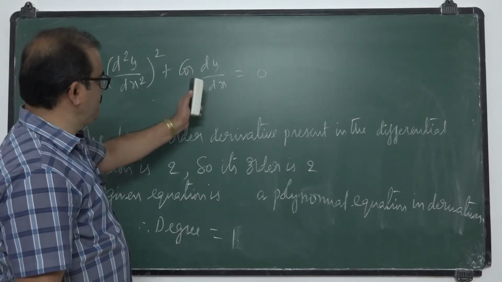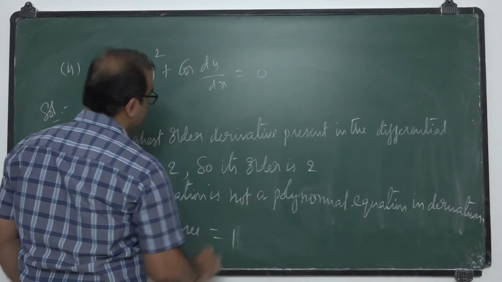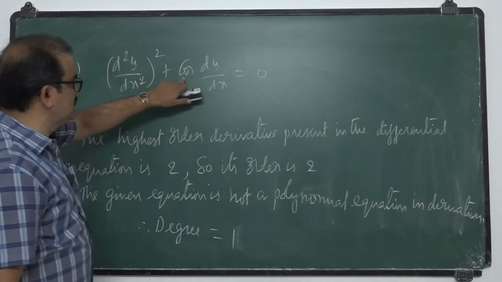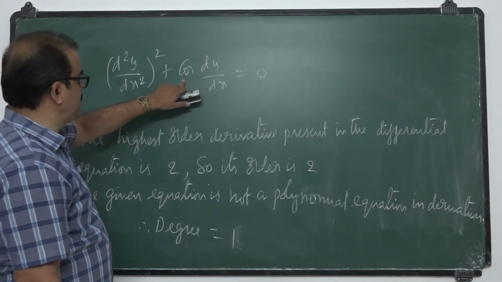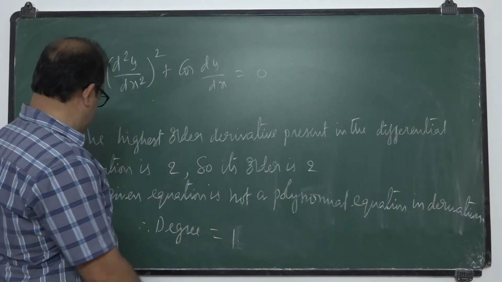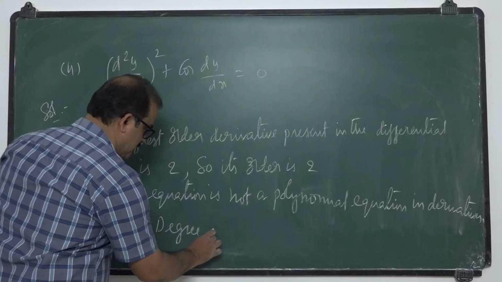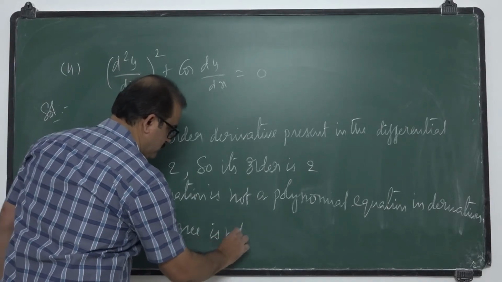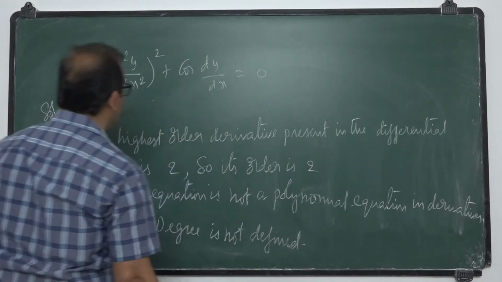Is it a polynomial equation? No, it is not a polynomial equation. Here the derivative is in terms of cos. If there is no cos, then it is a polynomial equation. Here it is not a polynomial equation. So degree is not defined.